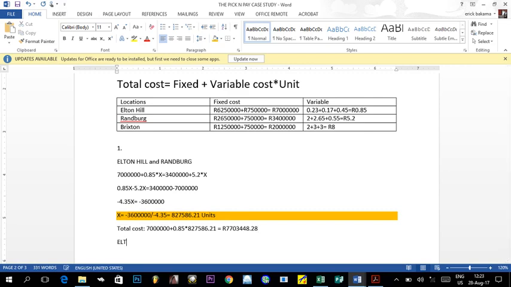So we do the same for Elton and Brixton. Now, to find the location for Elton and Brixton is still the same. We need first of all to find the total cost of Elton, which we already found in the first part here. Now we need to do the same for Brixton. Now when it comes to Brixton, our total fixed cost was something like 2 million that we need to add. Now we need to add our 8 rand, which is the variable cost that we multiply by x, which is an unknown number of units that we need to make.